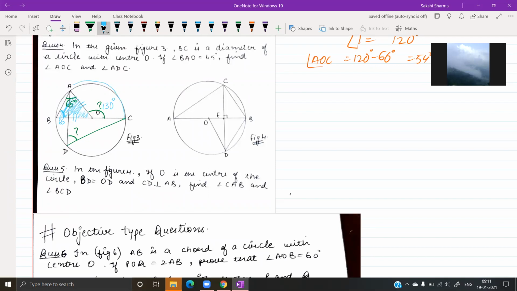Arc AC is subtending angle AOC at the center and ADC at the circumference. What will be the measure of angle ADC? 65 degrees. You can also use the same result in another way. If we join AC, then you have angles in the same segment. AC is your chord. AC is making angle ABC on the circumference and ADC on the circumference. These two will be equal.